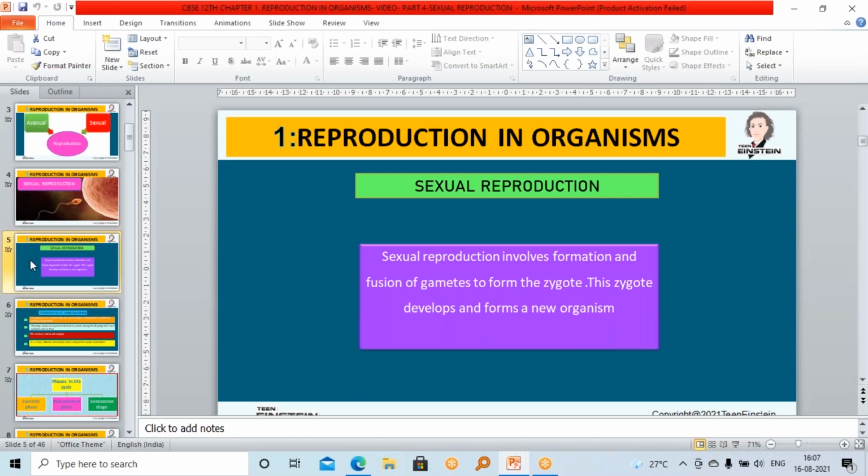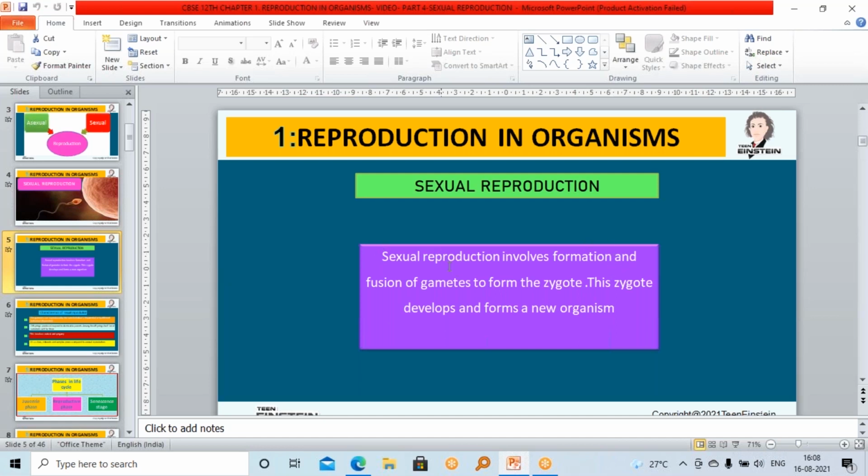So what is sexual reproduction? Sexual reproduction means the formation of gametes and fusion of the gametes. First gametes will form and then they will fuse. That is called sexual reproduction. As a result of that fusion, a zygote will form. First gametes will form, then fusion of those gametes, then zygote formation will happen. And later, this zygote will develop and form a new organism.